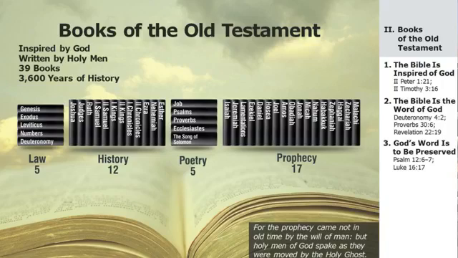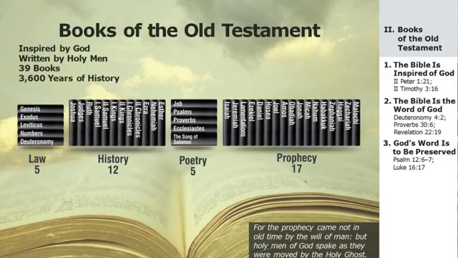The next 12 books are books of history. It covers from Joshua all the way through Esther. Then there's five books of poetry, Job through the Song of Solomon, and then the last 17 books are all books of prophecy. Five are called major prophets, and 12 are called minor prophets because of the length of the books. Major prophets are a little bit longer. So it's powerful, everybody say it's powerful. It can change our perspective of our life when we allow the Word of God to minister to us.